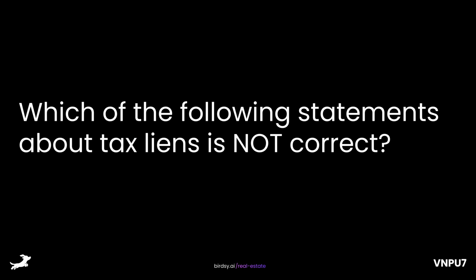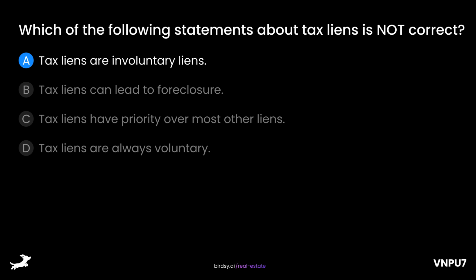Which of the following statements about tax liens is not correct? Is it A, tax liens are involuntary liens, B, tax liens can lead to foreclosure, C, tax liens have priority over most other liens, or D, tax liens are always voluntary? The answer is D, tax liens are always voluntary.